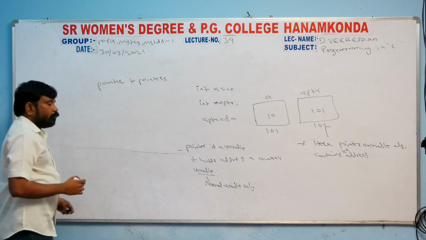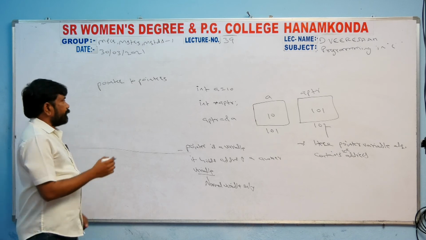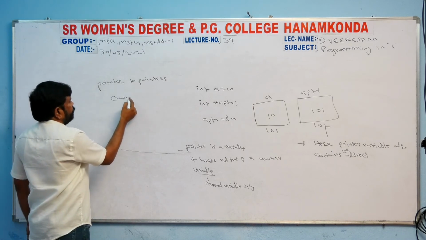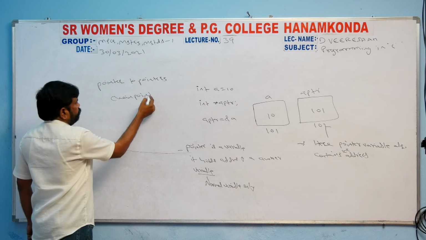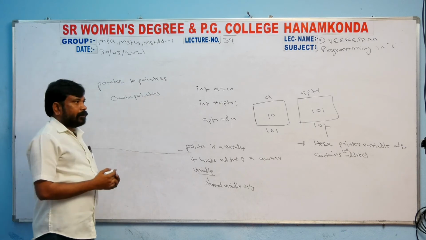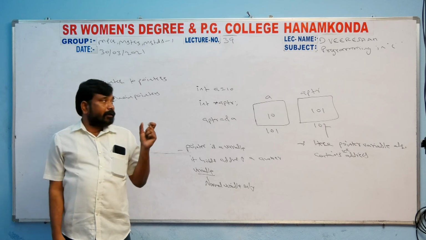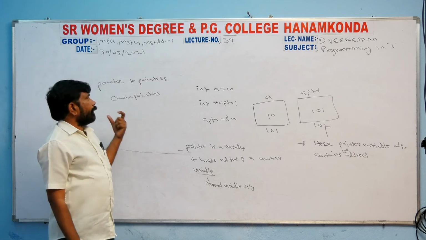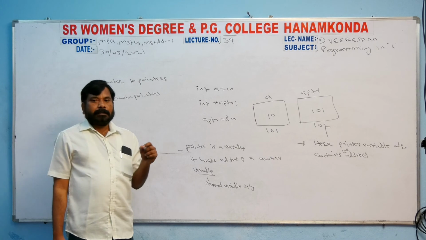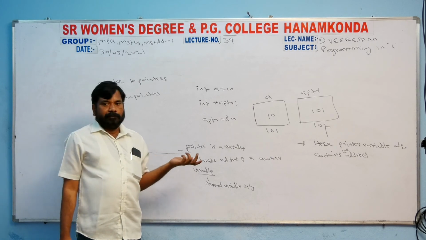What you choose? Pointer to pointers, or you can say it is a chain of pointers also. I think you got the idea. What is a pointer to pointers? A pointer to pointers is nothing but another pointer variable, but it holds the address of another pointer variable.